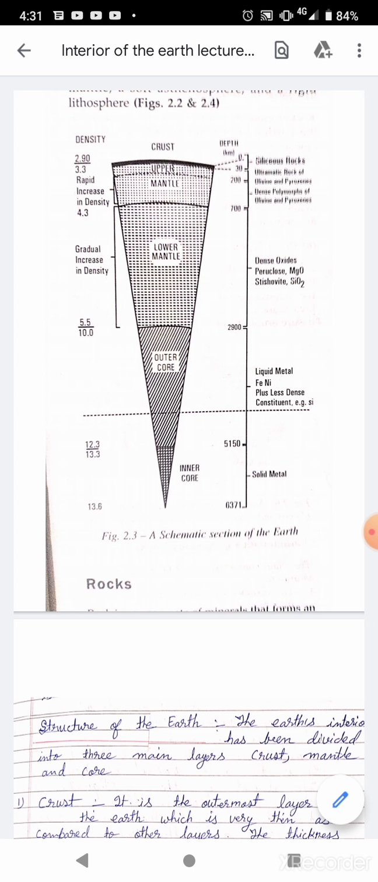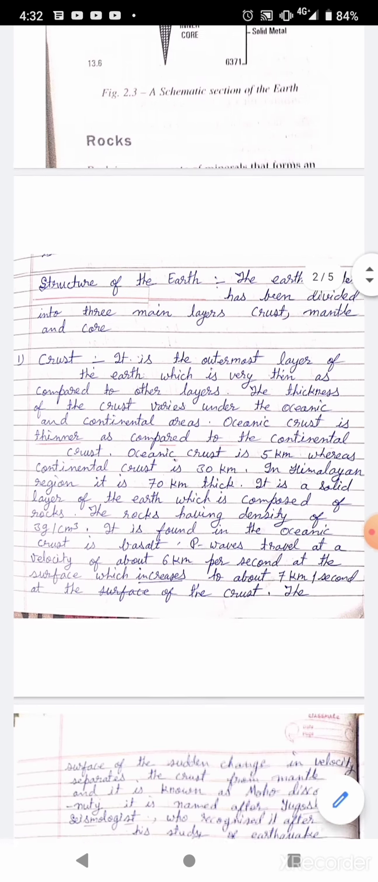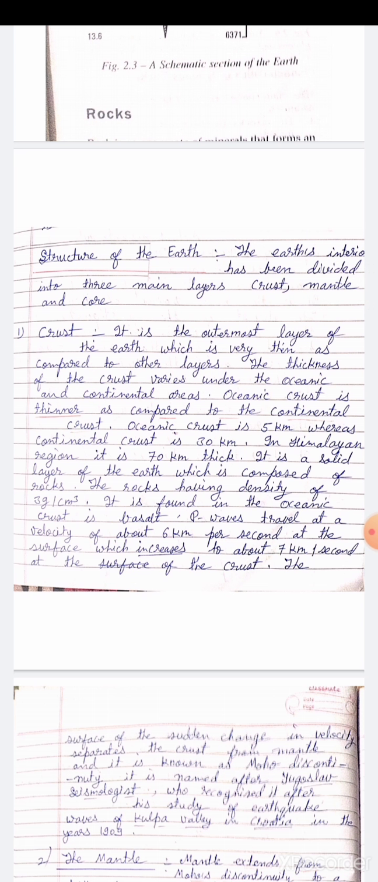Magnesium oxide, and this outer core of the earth is totally liquid due to high temperature. Temperature also we have discussed, about 5000 degrees centigrade. So now I am going to explain this structure of the earth.